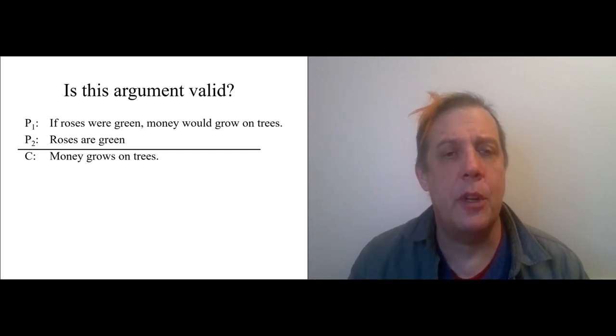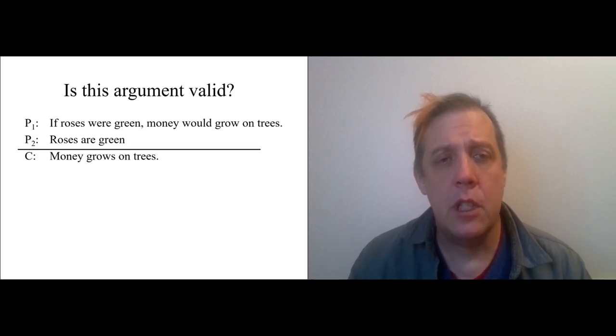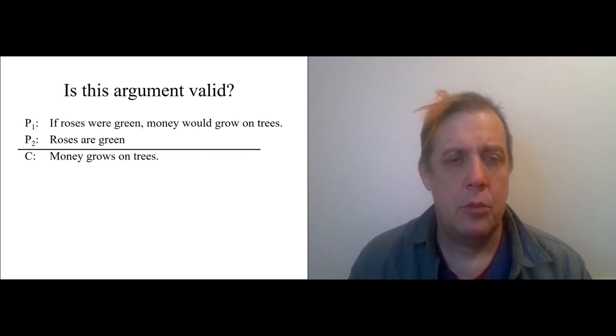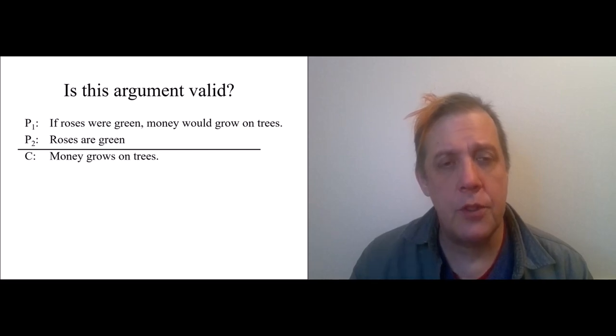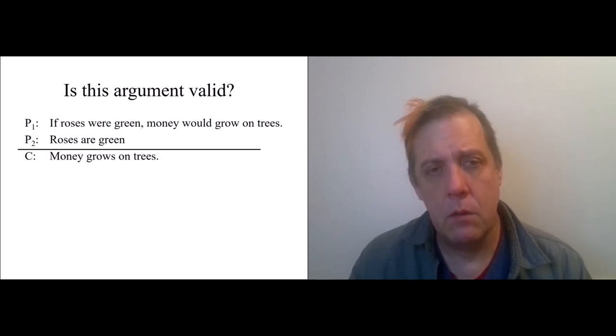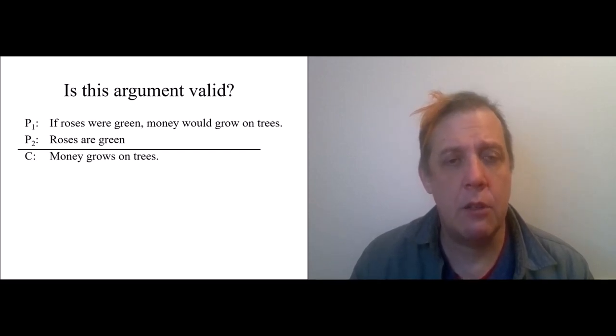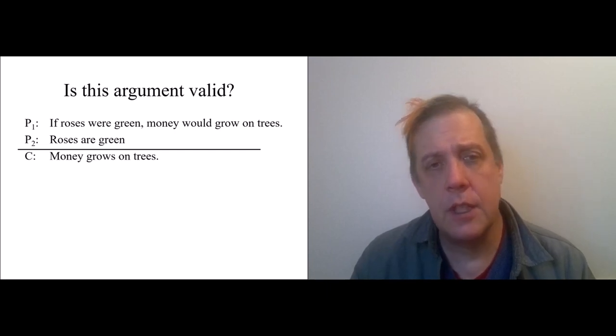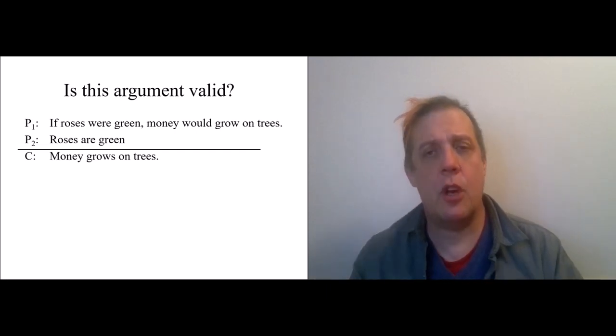So look at this argument. Do you think it's valid? Premise 1: if roses were green, money would grow on trees. It's an if-then statement. Premise 2: roses are green. Conclusion: money grows on trees. It's valid. It's the same structure that we saw before.